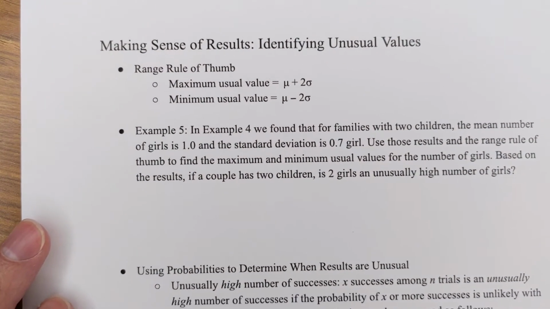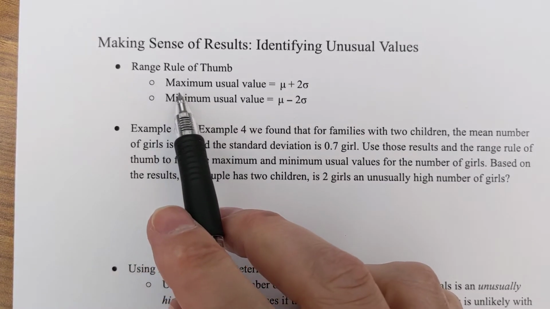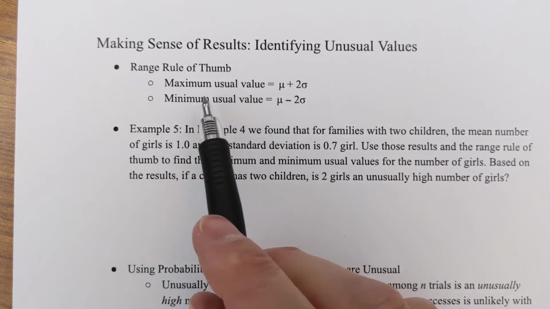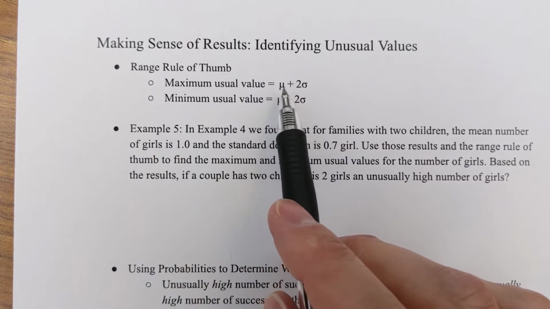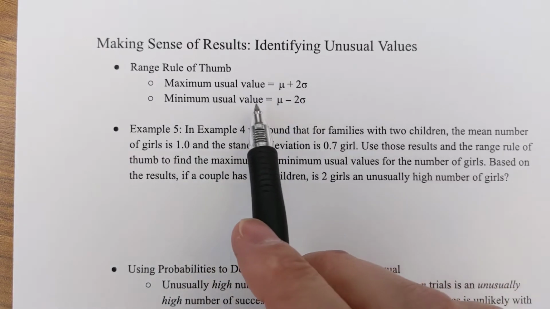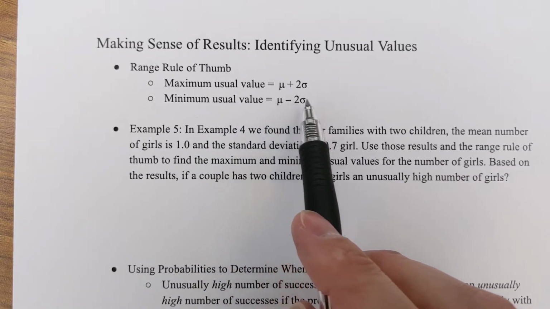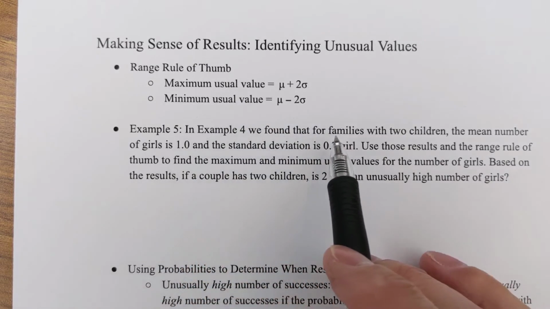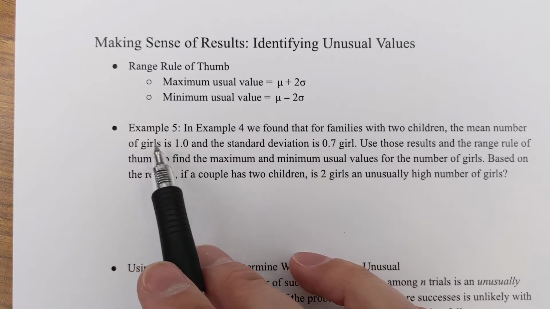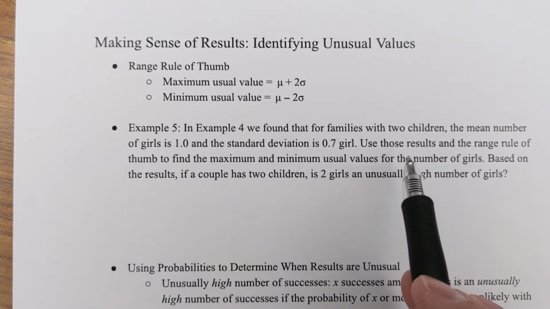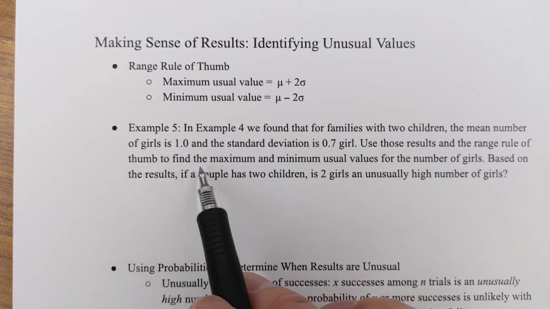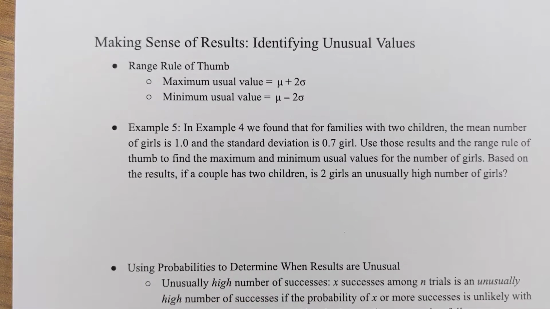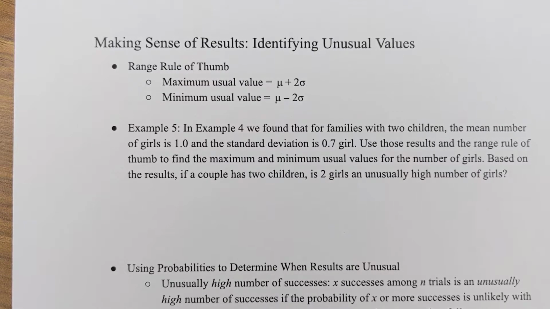Okay. So over here, range rule of thumb. So we've actually talked about this before. The maximum usual value is the average plus 2 standard deviations. The minimum usual value is the average minus 2 standard deviations. So it says in example 4, we found that for families of 2 children, the mean number of girls is 1 and the standard deviation is 0.7. Use these results in the range rule of thumb to find the maximum and minimum usual values for the number of girls. Based on the results, if a couple has 2 children, is 2 girls unusually high or unusually low?